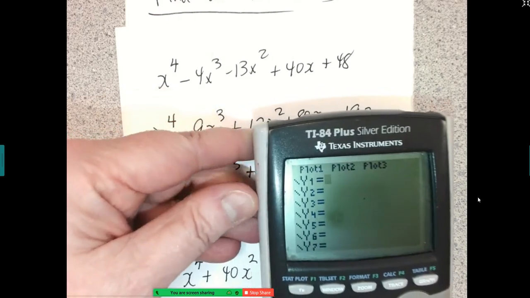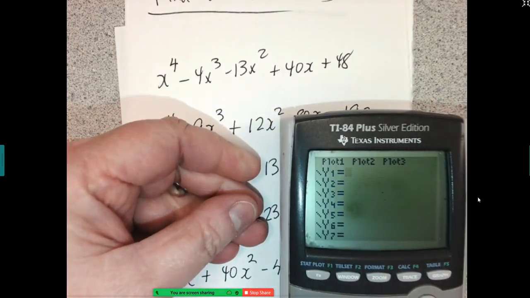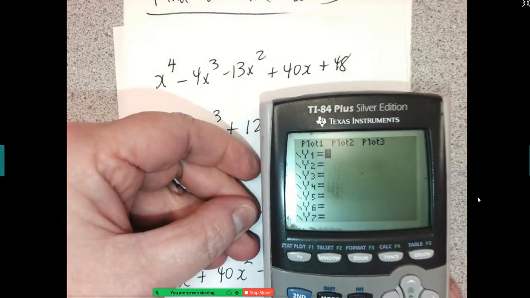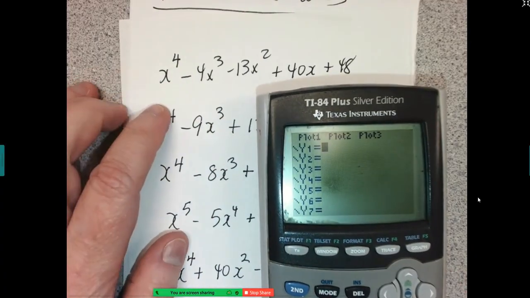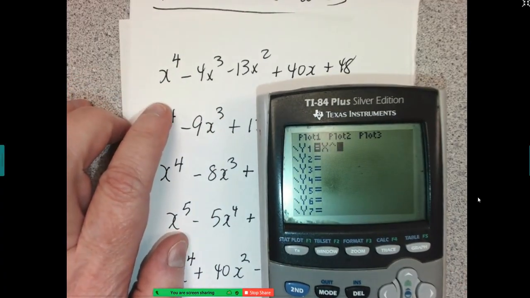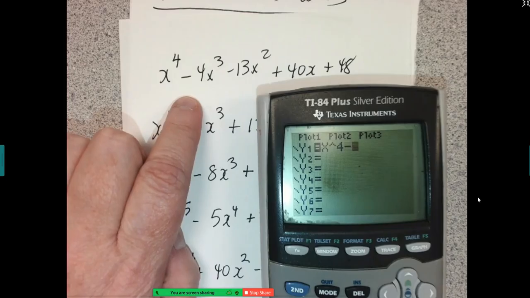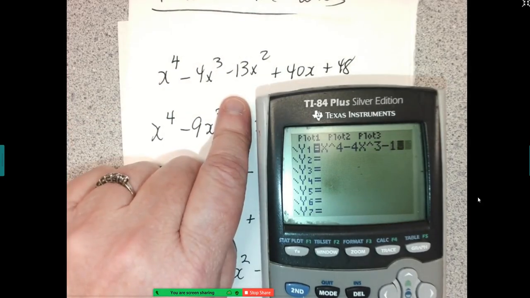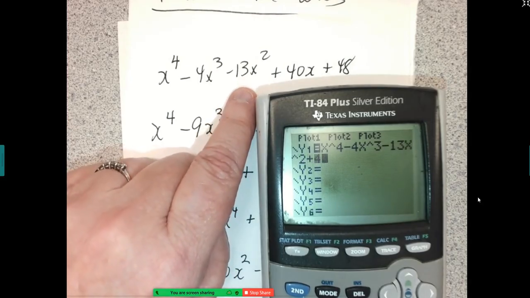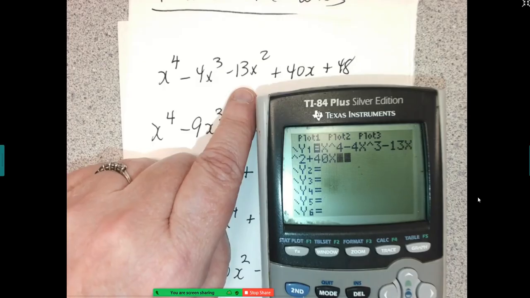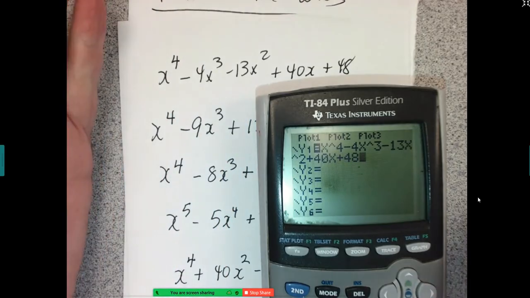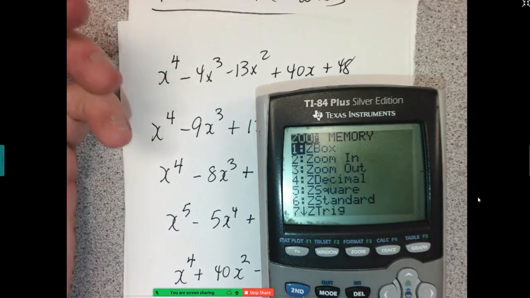I'm trying to get it to where there's not any glare. It's hard to do. Okay, put it there, it should do. So I've got x to the fourth minus 4x cubed minus 13x squared plus 40x plus 48. I'm going to start with a zoom 6.